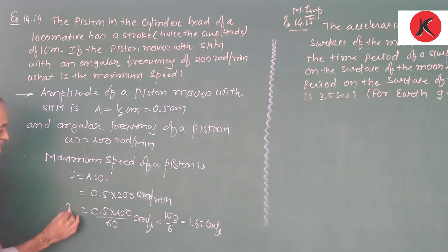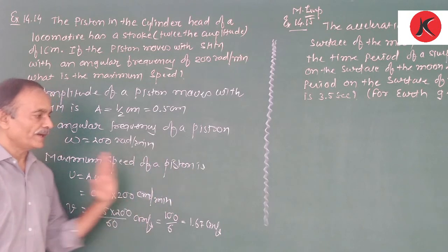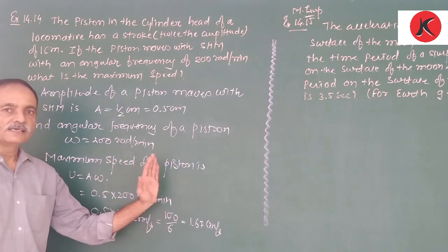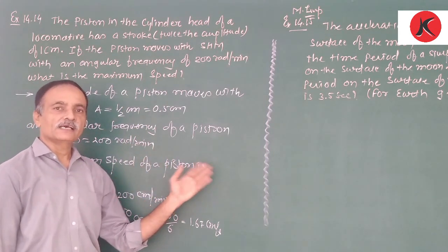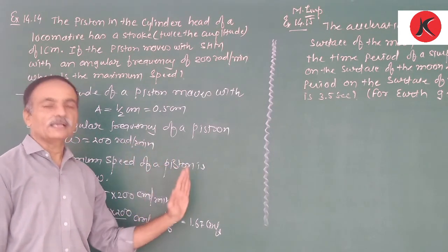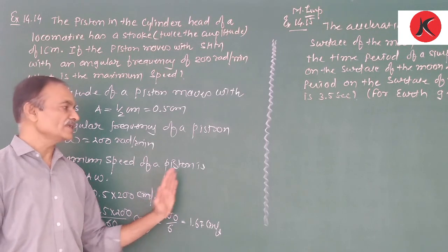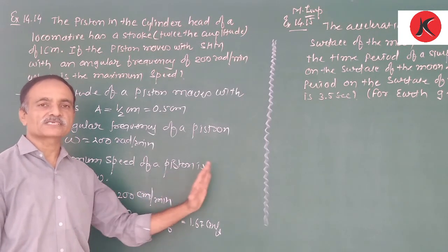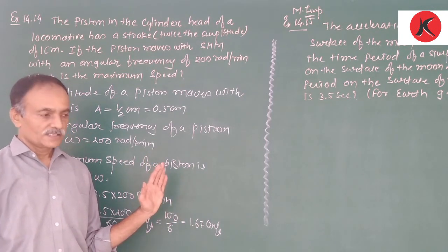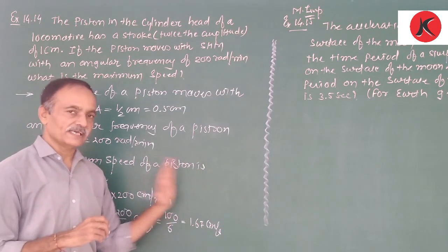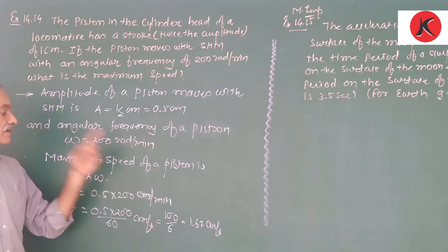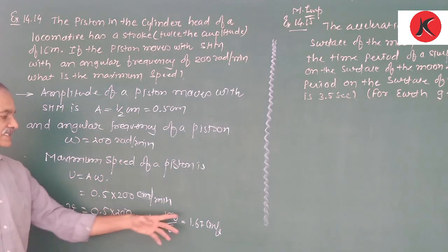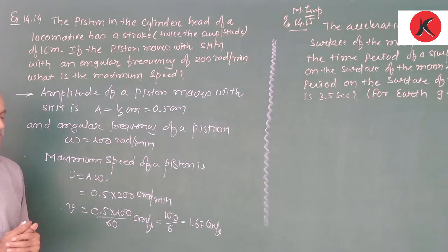So that is the linear speed of a piston that moves up and down in a cylinder. Actually, that is the engine of our vehicle. How the vehicle performs the linear motion due to the oscillation of a piston in a cylinder. A piston moves in a 1 centimeter stroke. Therefore, the amplitude is half, and the linear speed of the piston is 1.67 centimeter per second. Clear this?